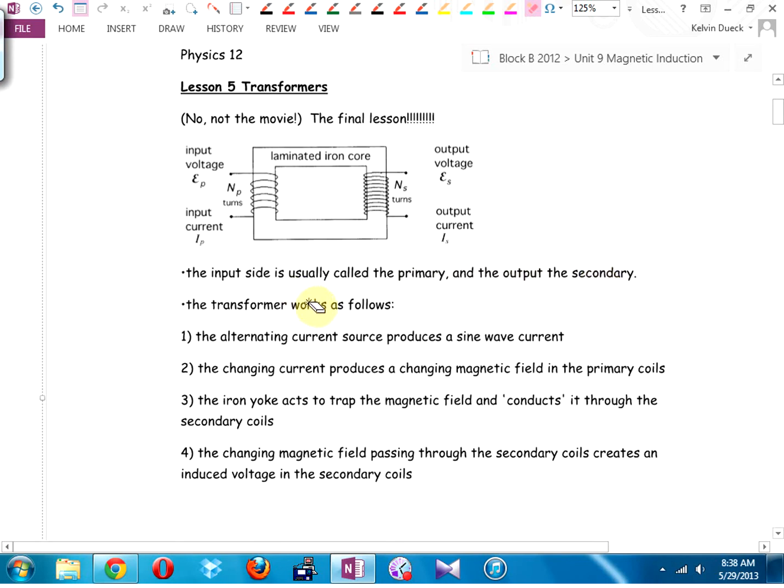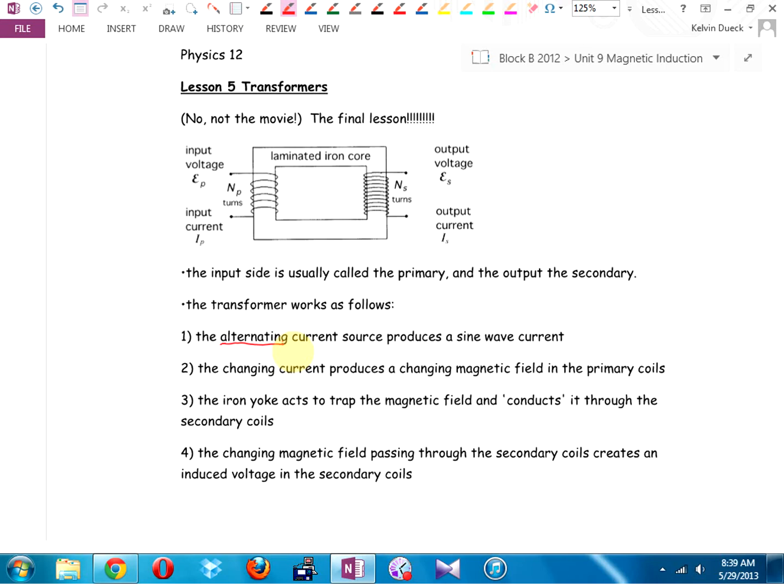It works as follows. The alternating current, can all of you underline the word alternating? The reason it has to be an alternating source current is you have to have a changing flux. If you just have a direct current, you will have a magnetic field induced, but the magnetic field won't be changing, and so you won't be able to induce a current in the secondary. You need a changing flux.